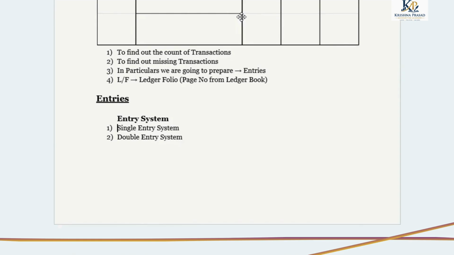How to prepare the entries will be derived only from these two systems. By using these two systems, we can prepare the ledger, journal and all the information you require. And this information has been provided by Luca Pacioli. He is the father of accounting. He derived the two types of entry system. One is the single entry system and the second one is the double entry system.